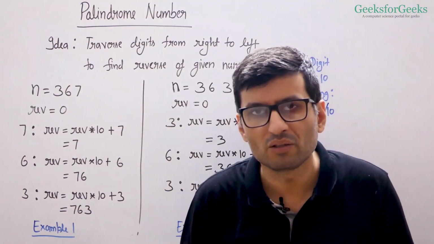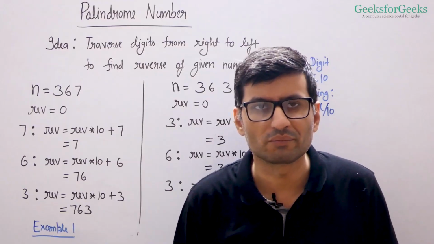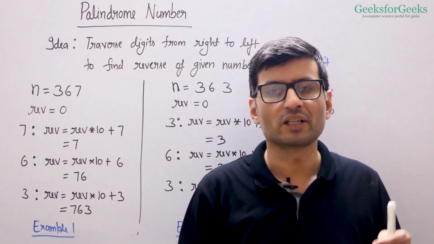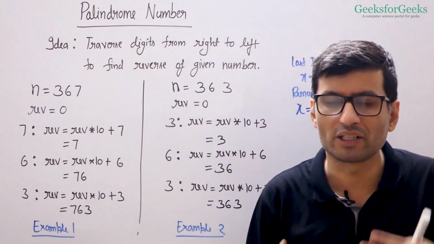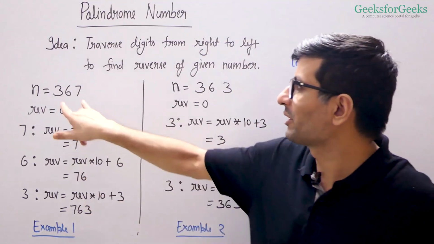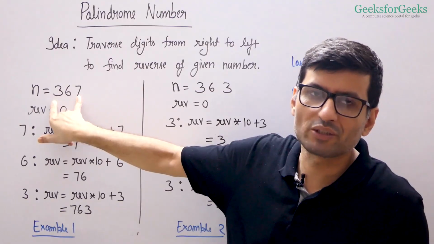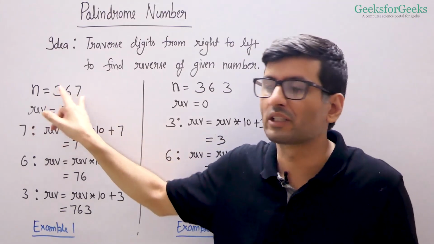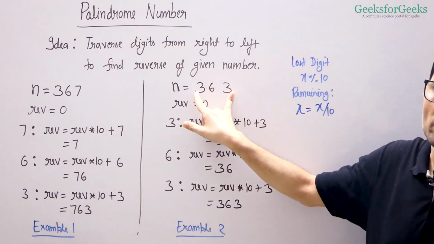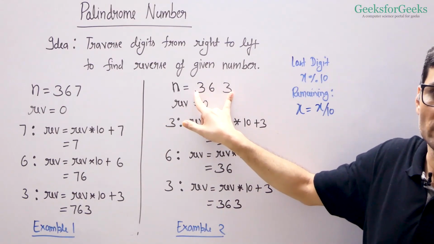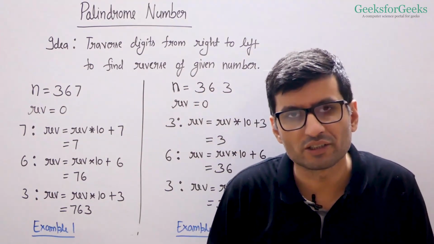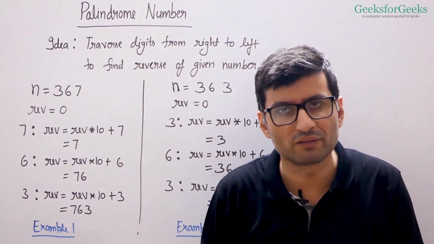The idea is simple. We find the reverse of the given number, then we check if the reverse of the given number is same as the given number. If the reverse is same, then we say it's a palindrome number, otherwise not. For example, 367. If you find reverse of it, you will get 763, which is not same as 367, so you will return false. 363. If you find reverse of it, you will get 363, and it's same as the original number, so you will return true. Now the question arises, how do we find reverse of a given number?